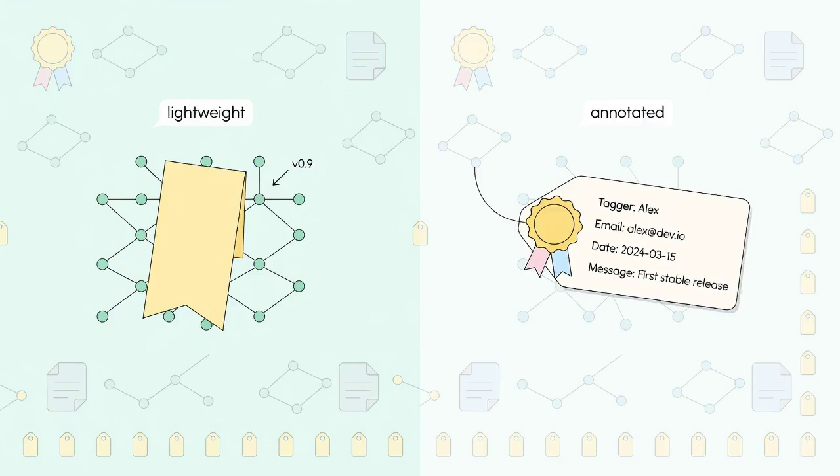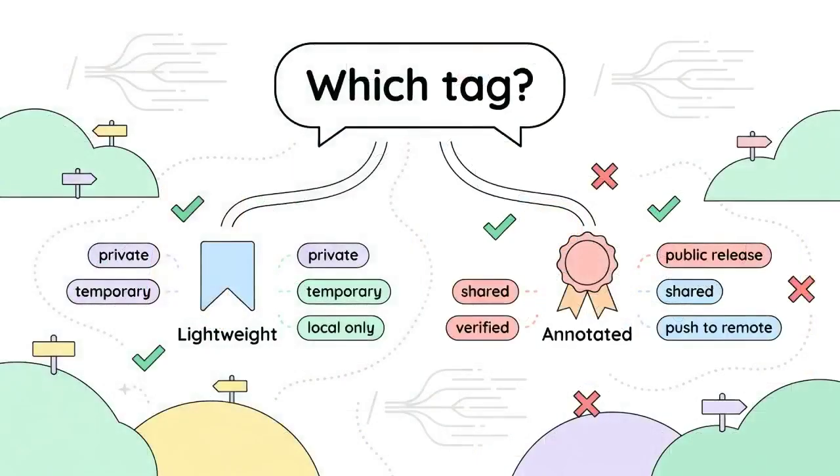An annotated tag, on the other hand, is a full Git object stored in the database. It carries the tagger's name, email, the date it was created, and a release message you write yourself. Reach for a lightweight tag when you need a quick private bookmark, a temporary marker just for yourself that you'll never share. Reach for an annotated tag whenever the moment matters publicly. Official releases, shared milestones, anything teammates need to verify, or anything you intend to push to a remote repository.